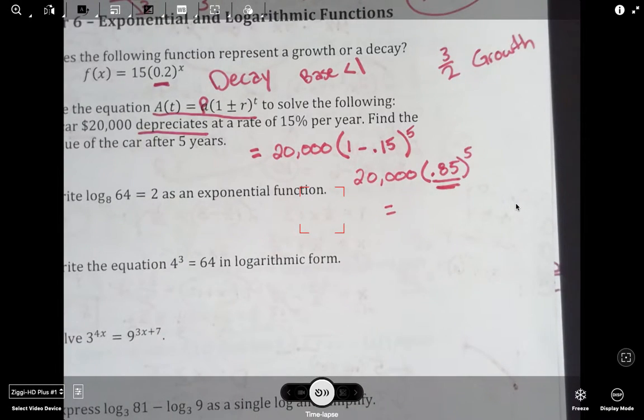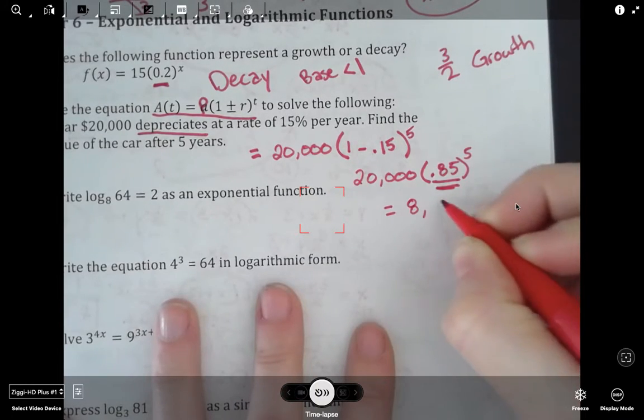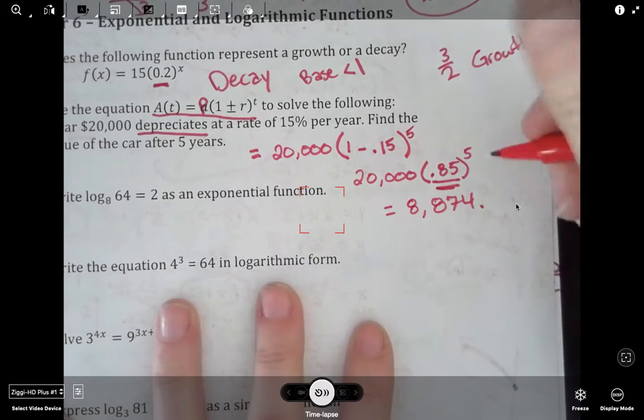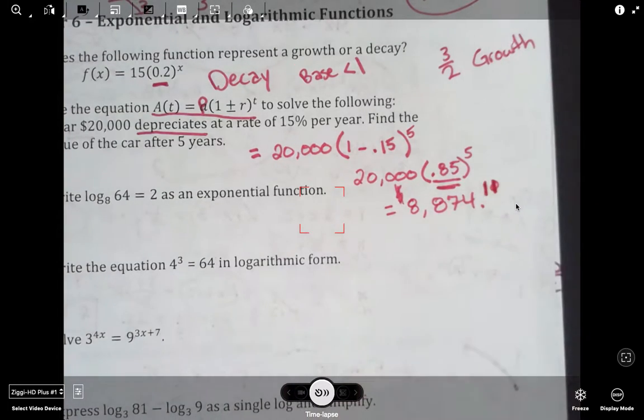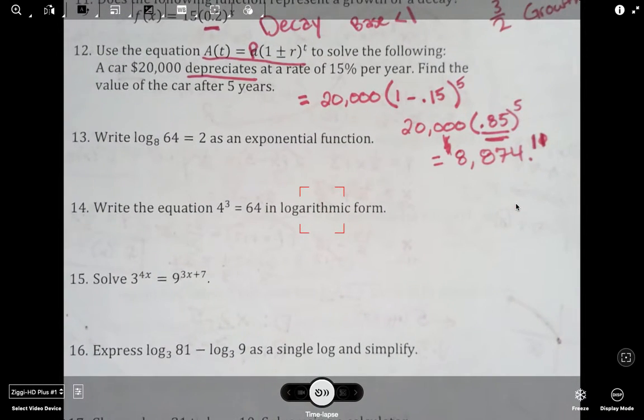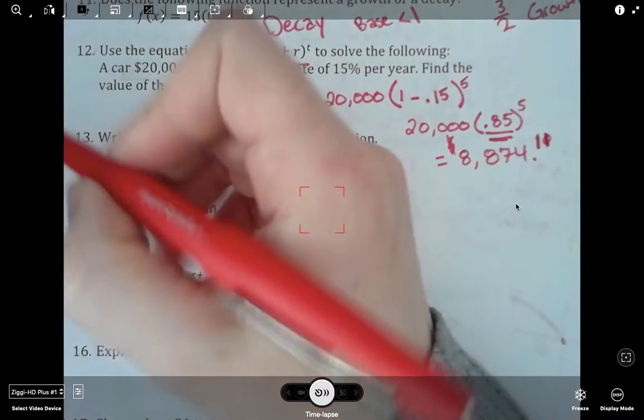Do that. Or if you want to do 0.85 to the 5th power, enter, times 20,000, that's fine. $8,874.11. So after 5 years, my $20,000 baby of a car is now worth less than half of what it was before. That's very depressing. So I can only go back and sell it for not very much. Yuck. Okay.